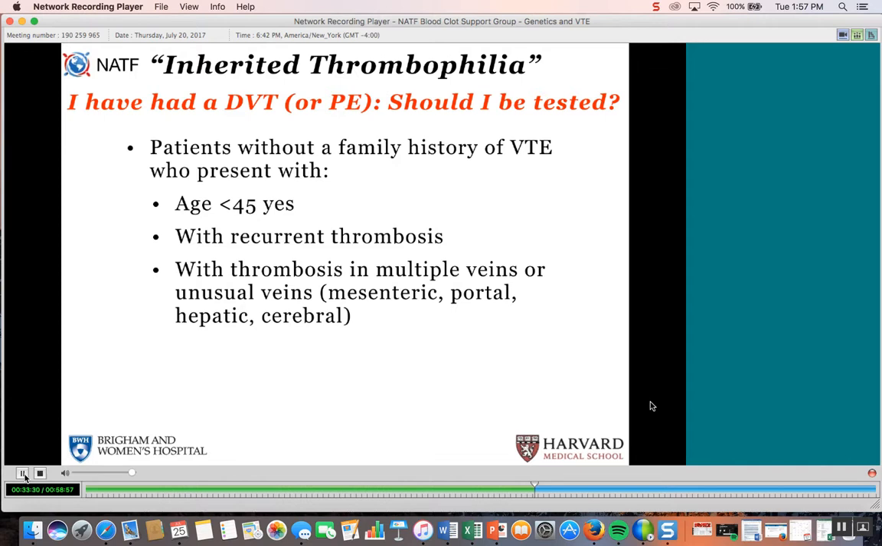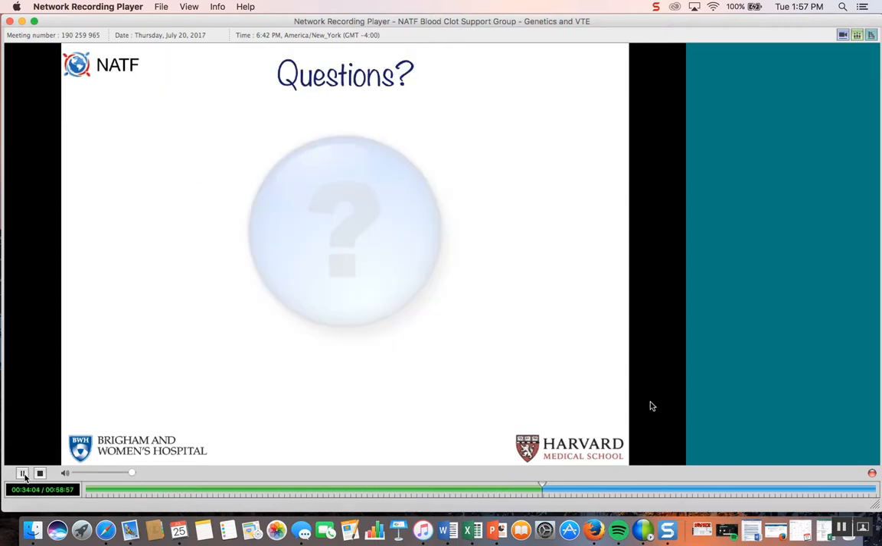Mesenteric, these are veins of the gut. The portal, which is the vein that brings the blood from the gut to the liver. The hepatic vein, one of the veins of the liver. Or veins in the brain, in the skull, because normally they are not frequently affected by clots. Or patients that have a history of warfarin skin necrosis. As I mentioned earlier, this would be highly suspicious for a protein C deficiency.